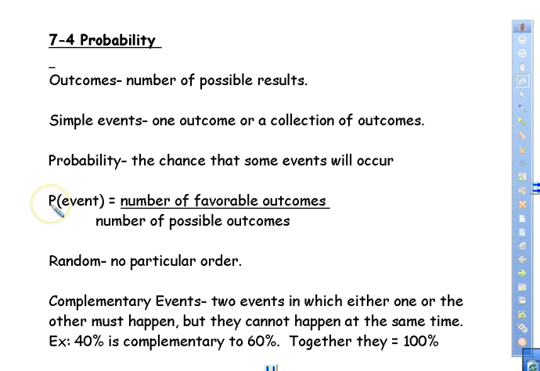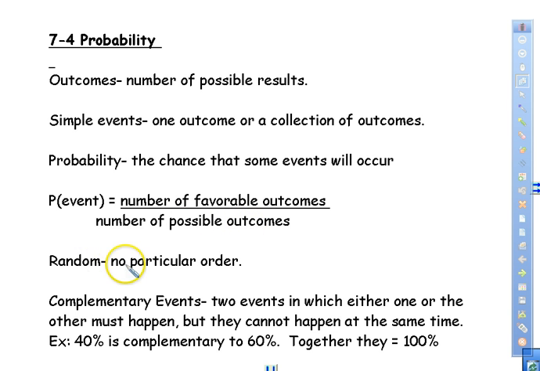Probability, again, is the chance that something's going to happen, that the event will occur. So probability is the chance, the likelihood of it happening. P stands for probability, and in the parentheses will be whatever that event is. So probability of drawing a red card out of a deck of cards, it would say P and then in parentheses red card. That would be the event. And it's the number of favorable outcomes over the number of possible outcomes. So if you've got 5 red cards, then you would put 5 up above out of a possible number of cards. Let's say we have 20 cards. So you'd write 20 down below.